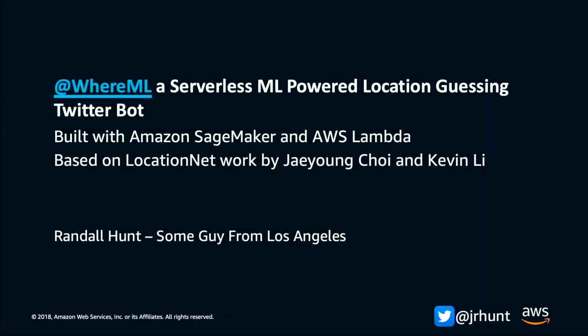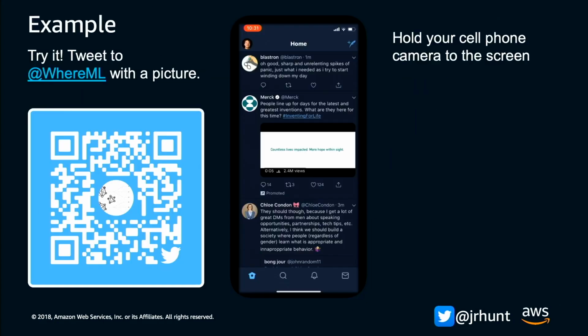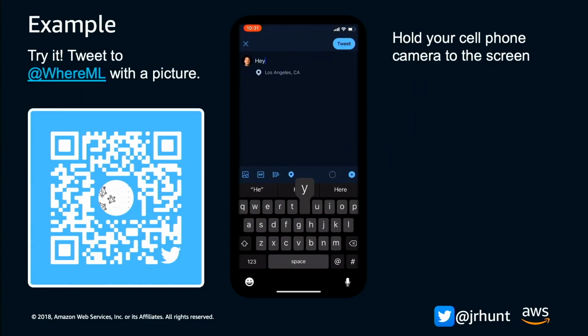Okay, so this is based on research by Jae-Young Choi and Kevin Lee at Berkeley and the International Computer Science Institute. And basically, this is a bot that goes, and you can go on Twitter right now and try this. You can post a picture of anywhere in the world. It takes the pixel data in the image and guesses where in the world that picture was taken. So the way that we do this is using deep learning. And I'm going to show you how it works.